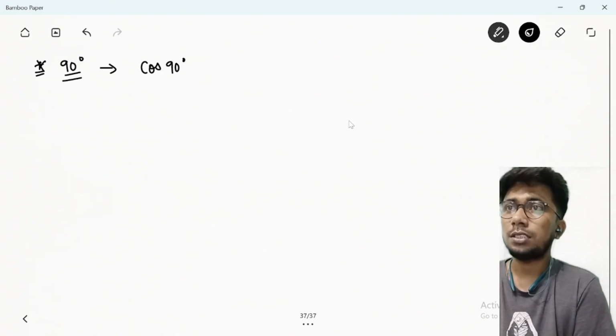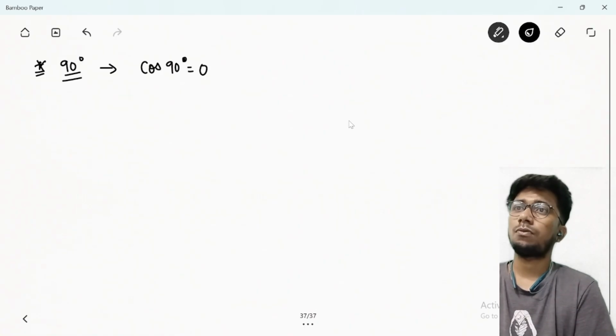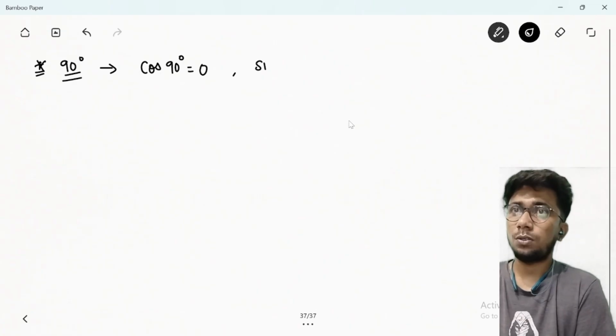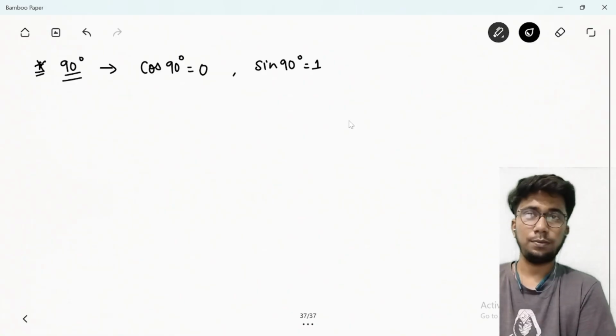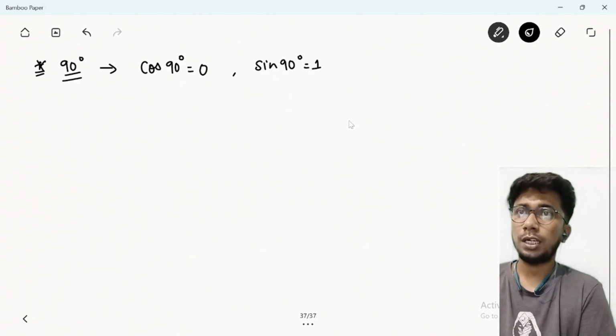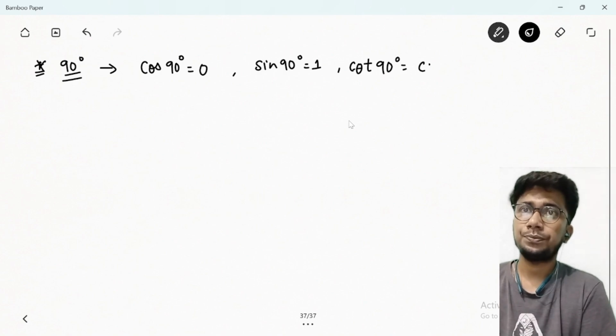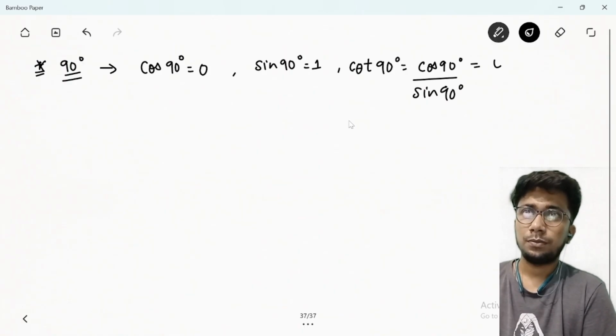cos 90 degrees is 0. Alright, cos 90 degrees is 0. Similarly, sin 90 degrees is 1. So what will be our cot 90? Cot 90 is nothing but cos 90 upon sin 90. 0 upon 1 is 0.